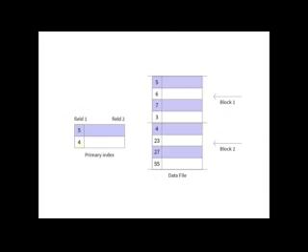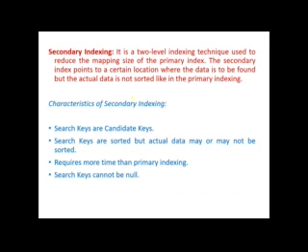See here, there is field 1, field 2, and block 1, block 2 in a data file like that. Then the second index here is a two level indexing, remember. It is used to reduce the mapping size of the primary index. So what is the size? It may reduce it here.